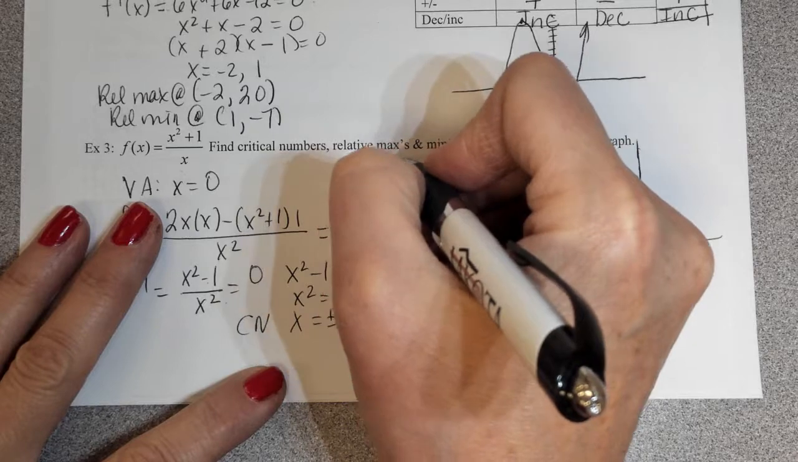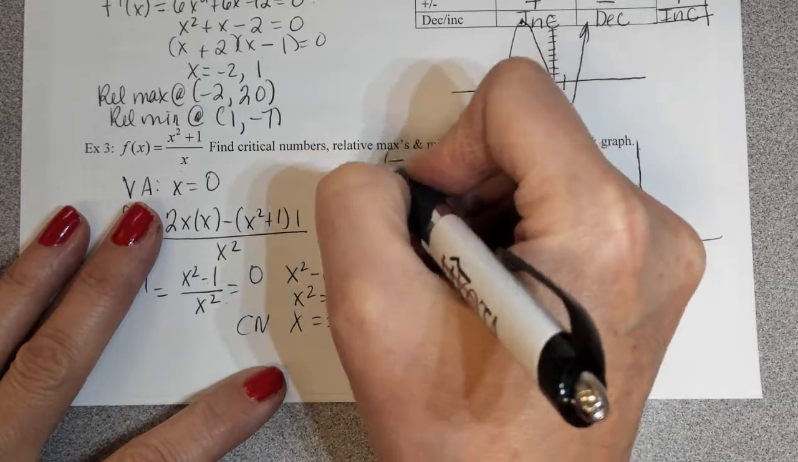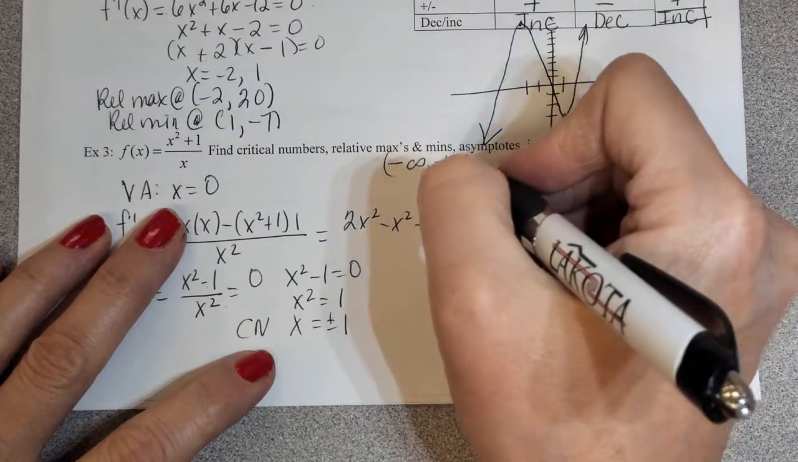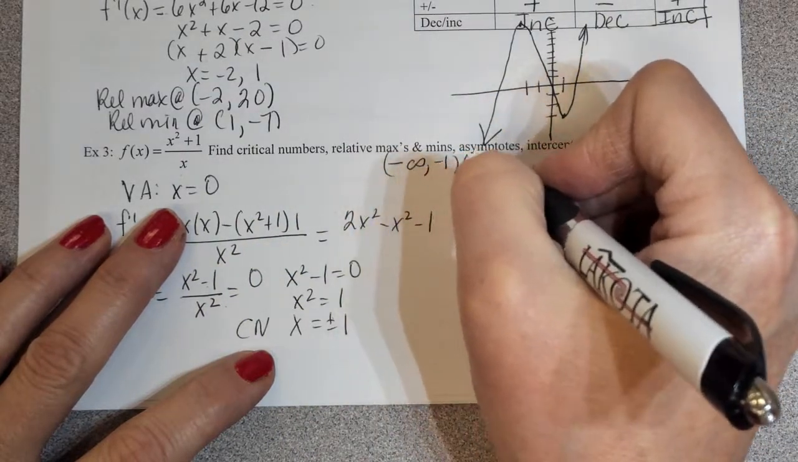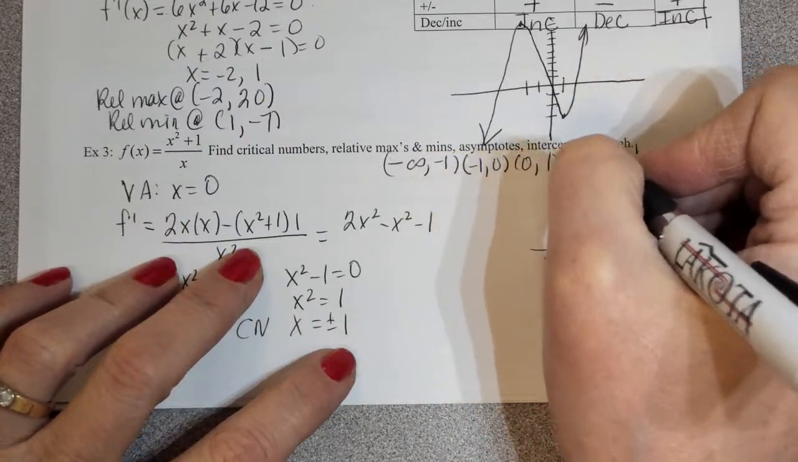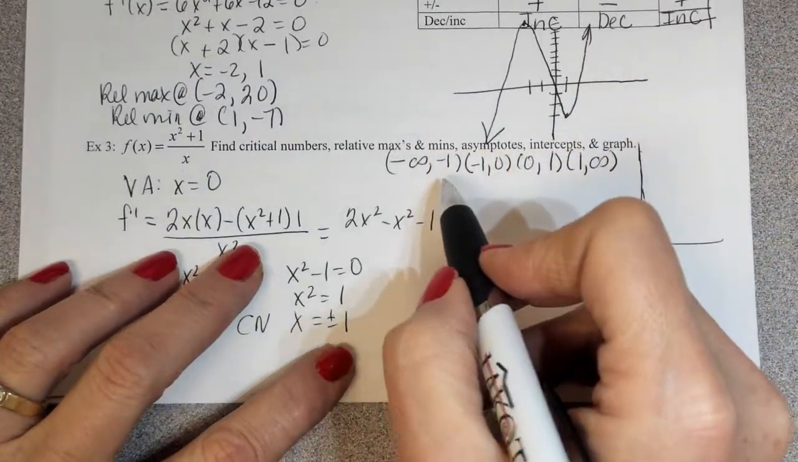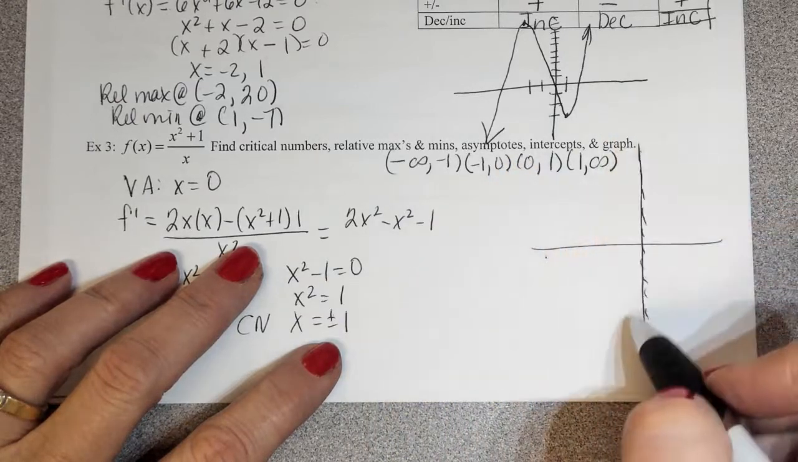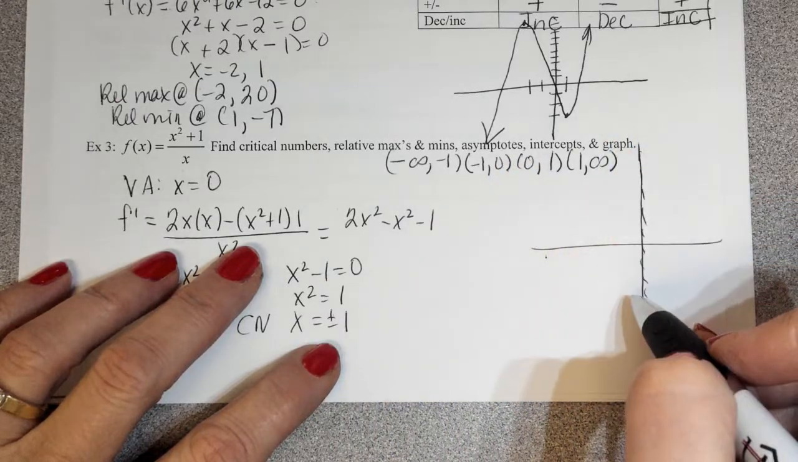So for my chart, I have two critical numbers. So I'm going to have to go from negative infinity to negative 1. Now, in my chart, I also want to put in my vertical asymptote. So I'm going to go from negative 1 to 0. And I want to go from 0 to 1. And I want to go from 1 to infinity. We already know 0 is not going to be a max or min, but it is a breaking point, so it's good to put it in there.